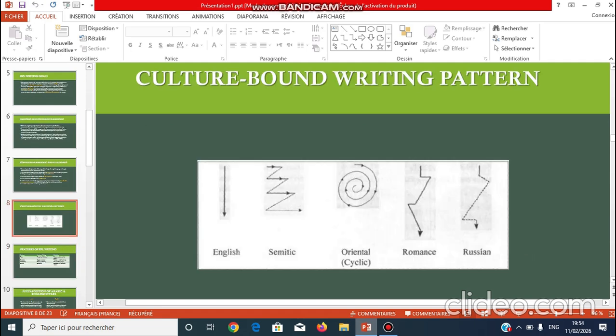Culture bound writing patterns. As you can see, the English style is linear. The Arabic style is zigzags. The Oriental or Chinese is cyclical. The Romance style has detours. The Russian looks like the Romance, but with little consistency.